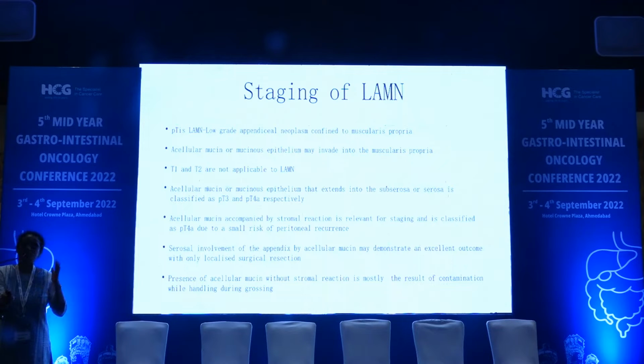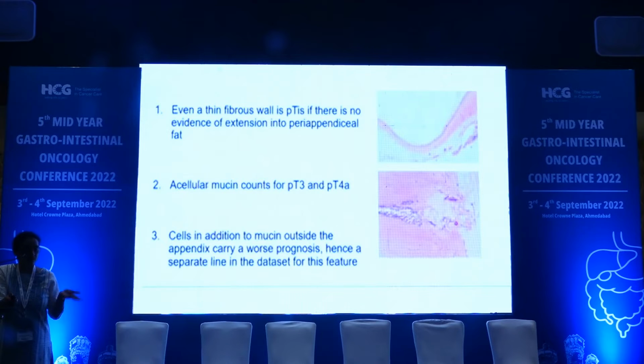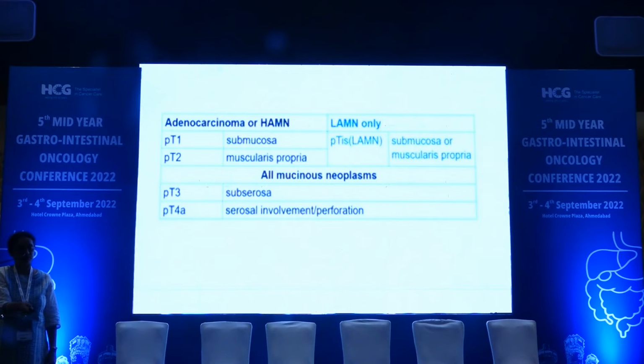T3 and T4, it's the same, acellular mucin or cells. How you see here a thin fibrous rim, it is not going into the periappendiceal adipose tissue, so still it is pTis. In the lower slide it is going, so it is T3 and T4 respectively. So this is the difference. Adenocarcinoma has pT1 and pT2. Low-grade appendiceal mucinous neoplasm doesn't have it. All mucinous neoplasms, there exists a T3 and T4a.